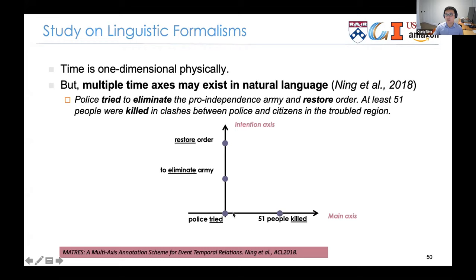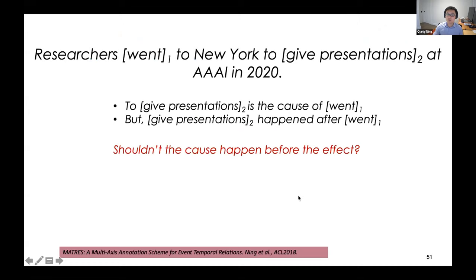And one of the major observations we have made in this work was whenever we are comparing two events on the same axis, it's relatively easy. People can easily agree on the relationship between them. However, if we compare events from different axes, that's where the disagreements are coming from. Because we are comparing two different things, we have to make the projection. Different people are projecting them onto different places. And that's why we sometimes get before, sometimes we get after. Let's get back to the earlier example about shouldn't the cause happen before the effect?